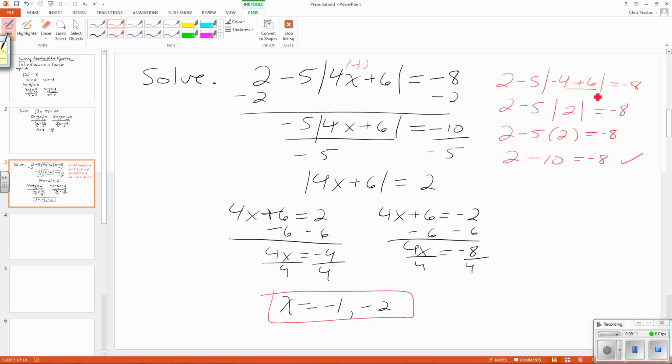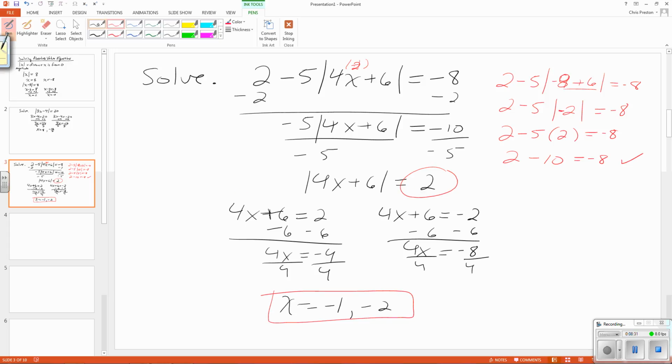And -2 would work also. If you put a -2 in here, this would become a -8. So this would be a -2. Absolute value of -2 is +2. Same answer. So both of them work. That's how you could check those answers. But as soon as I saw this, I knew that I was good.